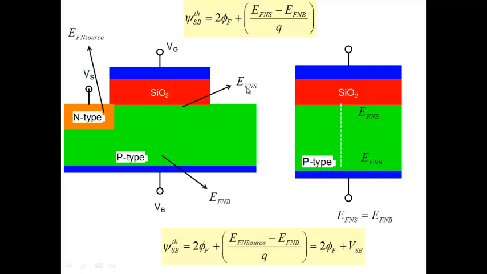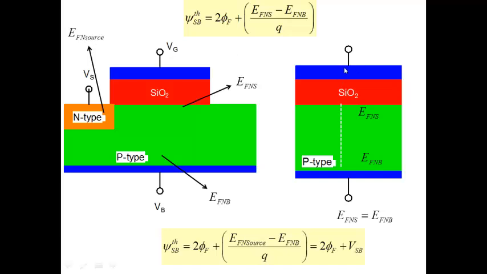So the Fermi level at the surface will be equal to the Fermi level at the source, not the Fermi level in the bulk. So when I write here, what is EFNS? EFNS, the quasi-Fermi level at the surface, will be equal to the quasi-Fermi level associated with the source. So that's the distinction that you have to see here.